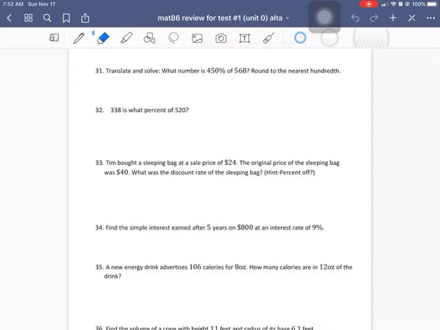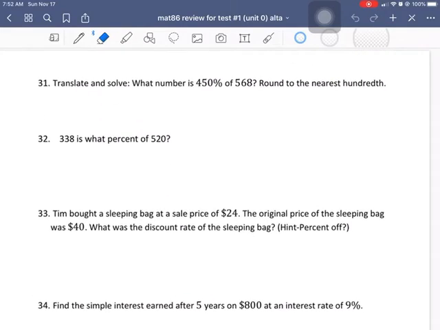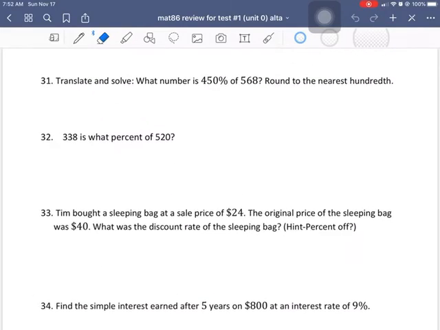Okay, page 4. Yes, last page of the review for the first test, Unit 0. Translate and solve. What number is 450% of 568?